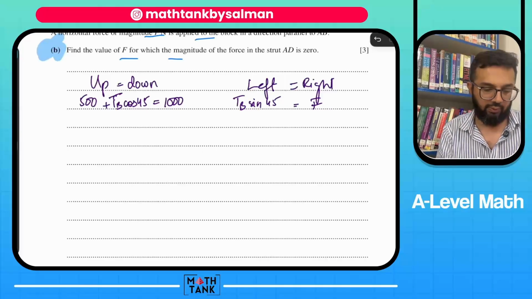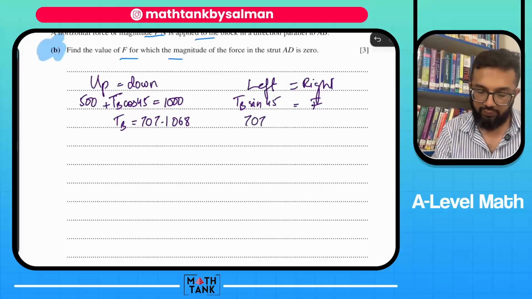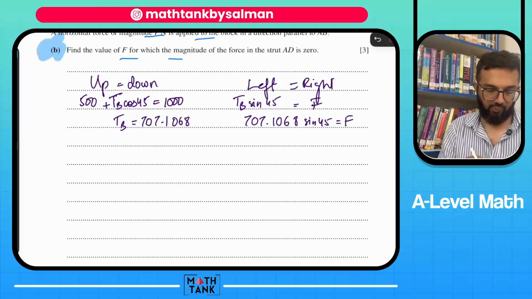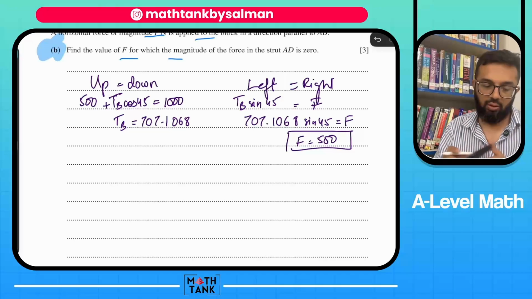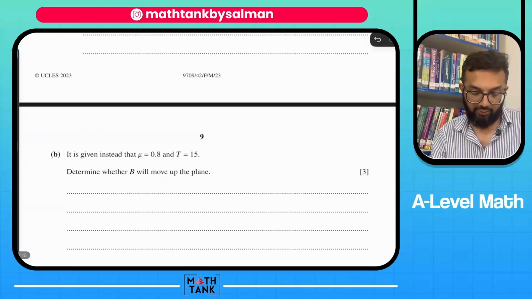So 1000 minus 500. So TB is then 707.1068. 707.1068 sine 45 equals F. So F equals 500. Okay. The idea in this question was that you had to carefully choose the balance of the question.